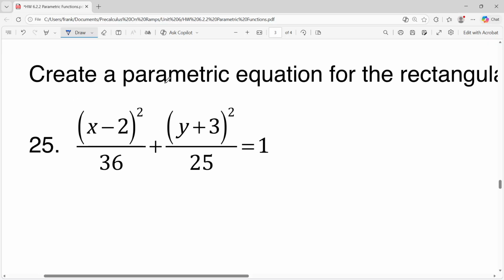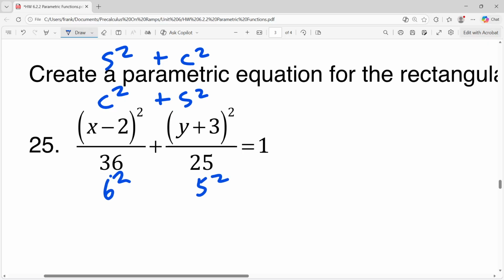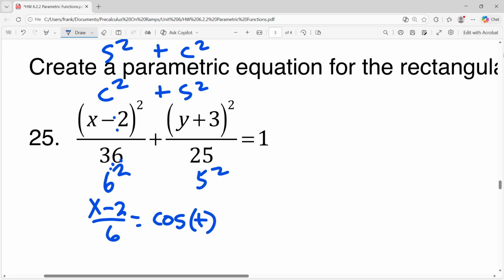I got 2 more. Now this one, I could put cosine first, like I just said, plus sine squared, or I could put sine squared plus cosine squared. Both are positive, so it doesn't matter. A lot of times in your answer sheet, it'll say answers may vary, or else they'll just give both possible answers. I'm going to use cosine and sine. So this is going to be the cosine part. That's 6 squared, that's 5 squared, just to make it easier. So I'm going to put x minus 2 over 6 equals cosine t, because this is cosine squared, and I just take away the square.